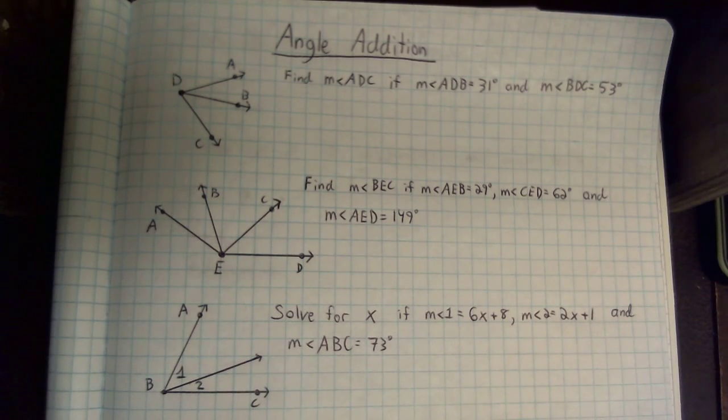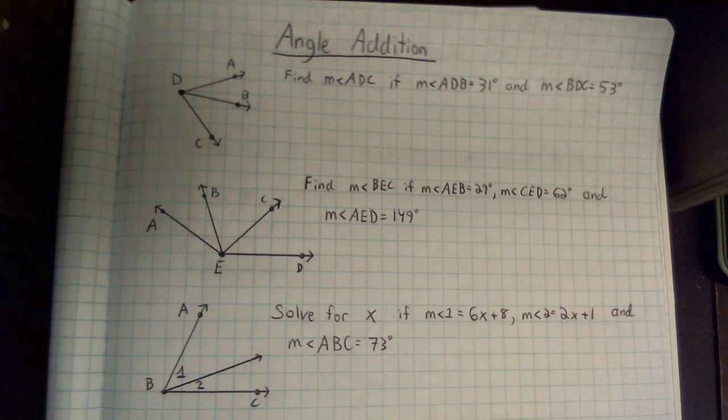Welcome to the first lesson of Unit 2. This lesson is going to be looking at real geometric types of problems. What we were looking at before with the coordinate planes is good information, but now we're starting to get into true geometry. One of the more basic principles that we're going to look at is the angle addition postulate.